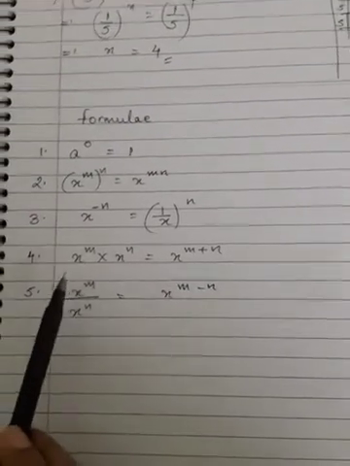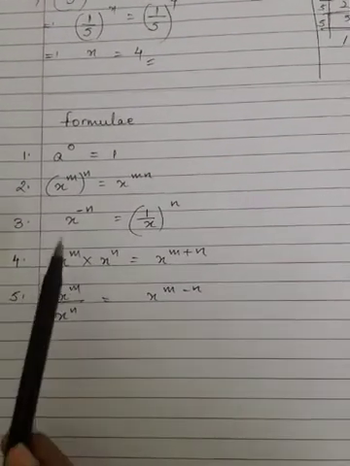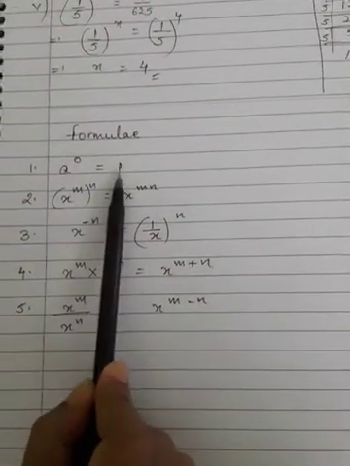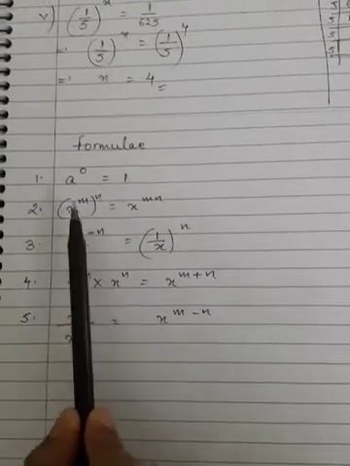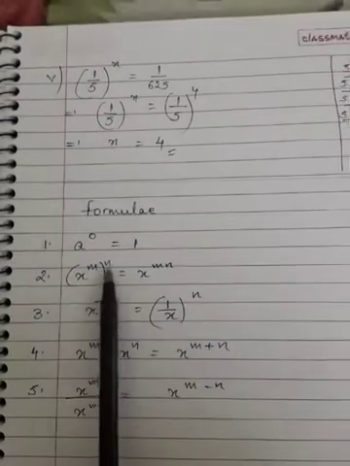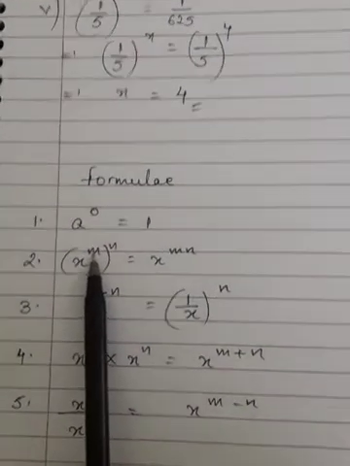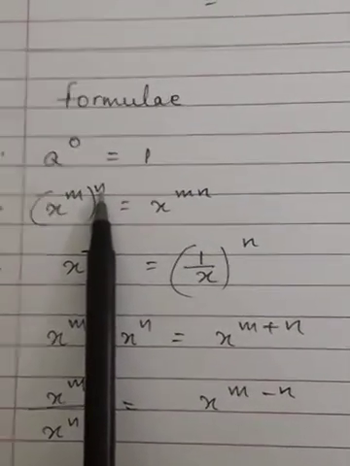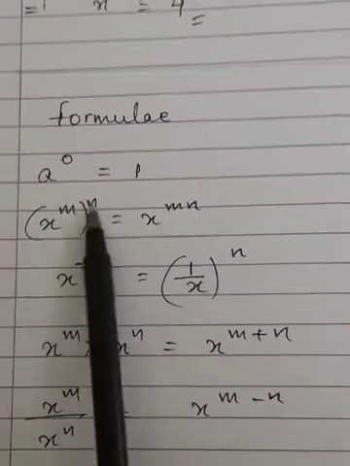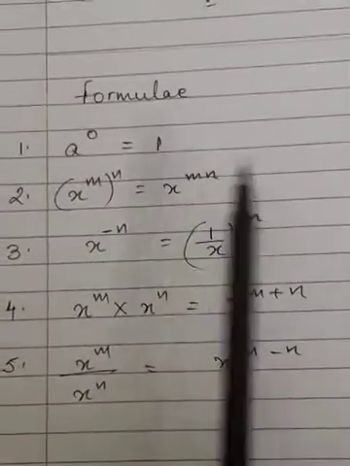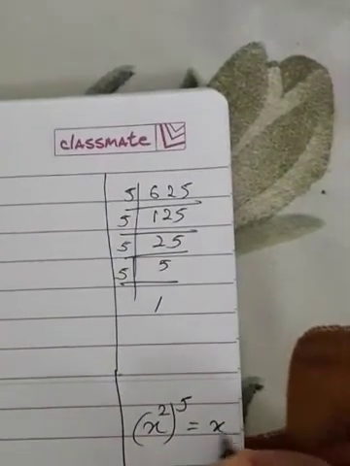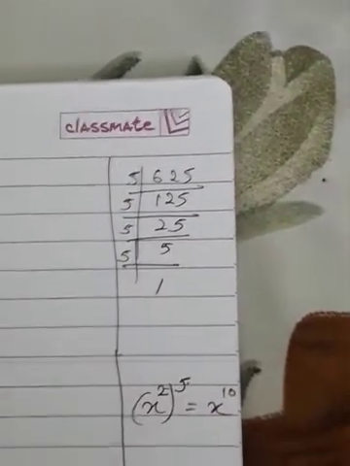The formulas for the chapter of exponents are these. Any number whose power is 0, the answer will always be 1. If a number has two powers, one inside the bracket you see and one power n outside the bracket, then you will multiply the powers. m into n is mn. For example, if you have x to the power 2 and outside is 5, you multiply them, 2 fives are 10, this way.